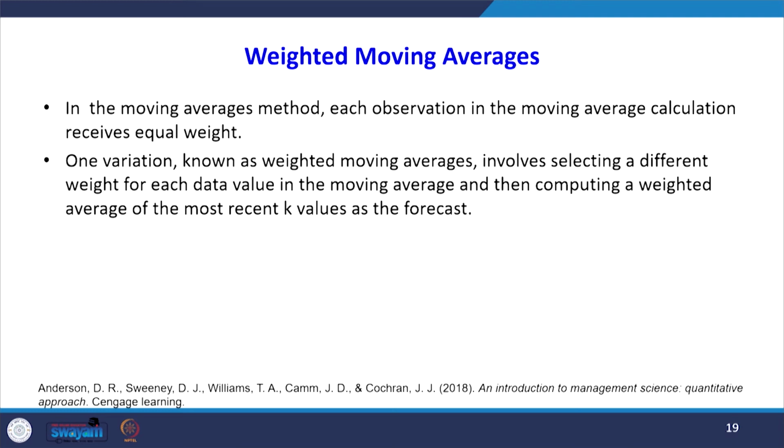In the moving average method, each observation in the moving average calculation receives equal weight. That was one of the disadvantages of this moving average. To overcome that, we are going to provide a different weight for the past data. So, one variation compared to the simple moving average method is the weighted moving average. That involves selecting a different weight for each data value in the moving average and then computing a weighted average of the most recent k values as the forecast.